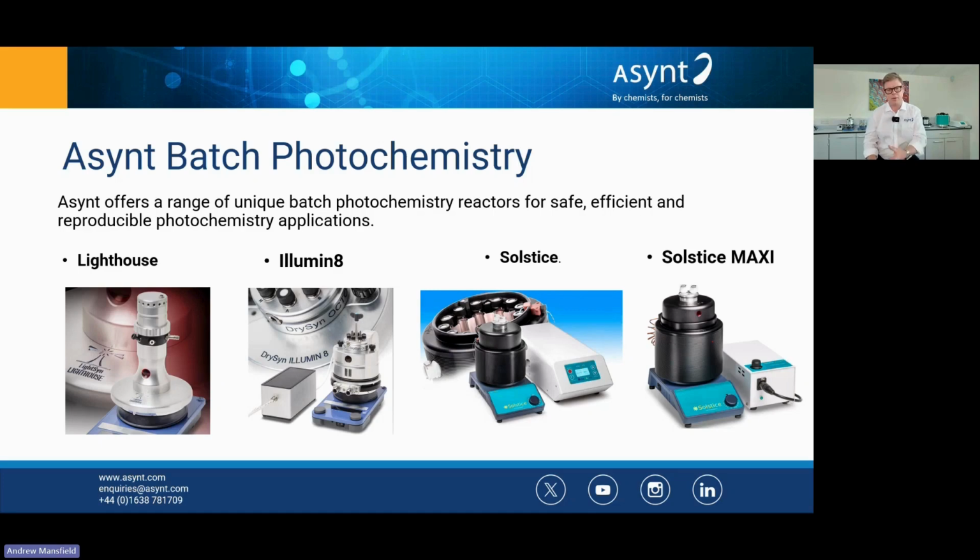The Solstice and the Solstice Maxi increase that to 12, from 8 milliliters with the Illuminate and the Solstice maximum reaction volume up to 20. So you could even use these systems for scale up. So a 12 times 20 milliliter concept for scaling up allows you to increase the output, increase the amount of material you're making with exactly the same reaction conditions without the loss of efficiency. So there are lots of techniques that we can employ here.